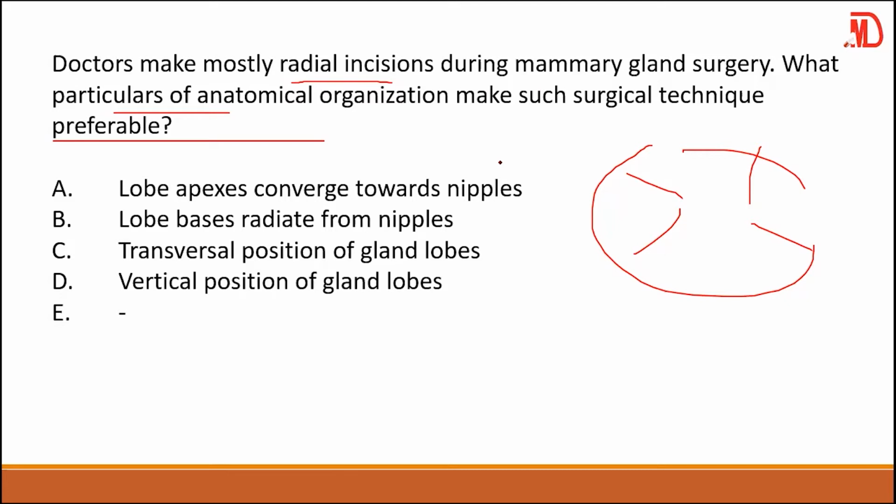In surgery of the mammary gland, the radial incision is preferable because the lobe apexes converge towards the nipple, where secretions are found. If you look at a lady's breast, almost all the projections come towards the nipple, towards the center this way. Everything comes to the center that way.